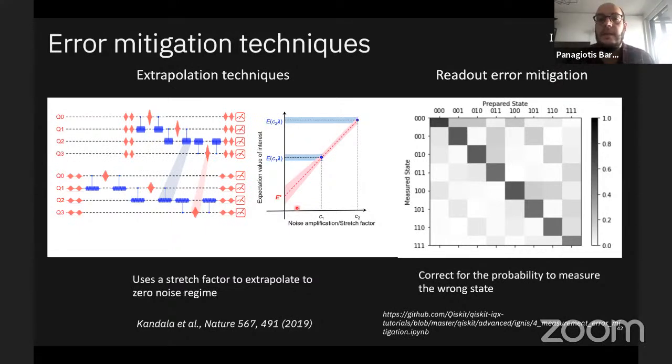The problem with the first technique, although it's a great piece of work for sure, is that it requires you to have low-level access to the hardware in order to be able to stretch pulses and use stretch factors to introduce extra noise. Whereas for the second case, the number of states that you need to prepare is too many, it scales exponentially. And making this calibration matrix would require quite some calculations on the quantum device.